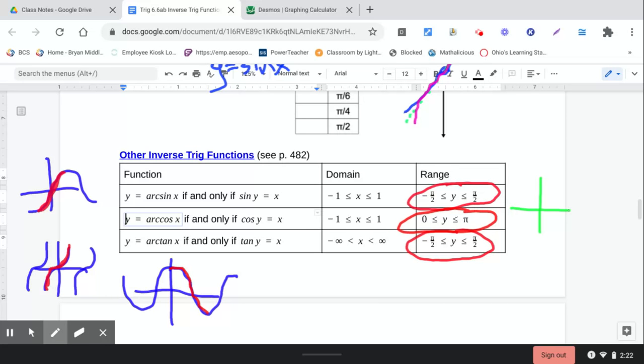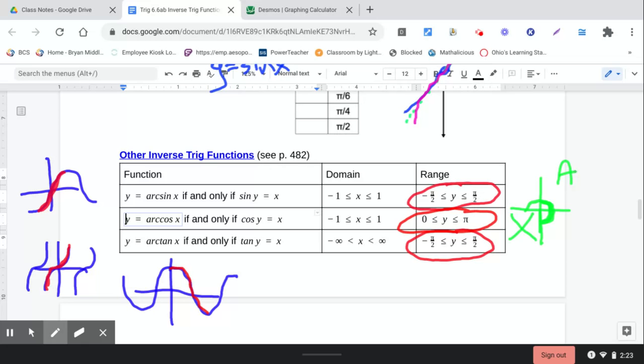Notice that sine, we said, was from negative pi over 2 to pi over 2, so it was in these two quadrants. Tangent was the same, these two quadrants. Cosine was from 0 to pi. So we are never in the third quadrant. Now, anytime you're trying to find the arc sine, arc cosine, or arc tangent of a positive number, you're going to be in the first quadrant, okay? That's where you're going to draw your triangle.